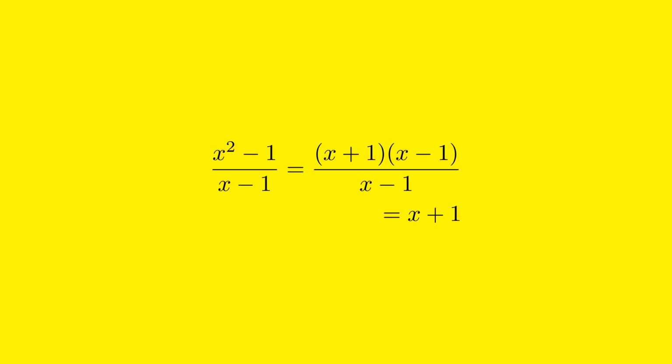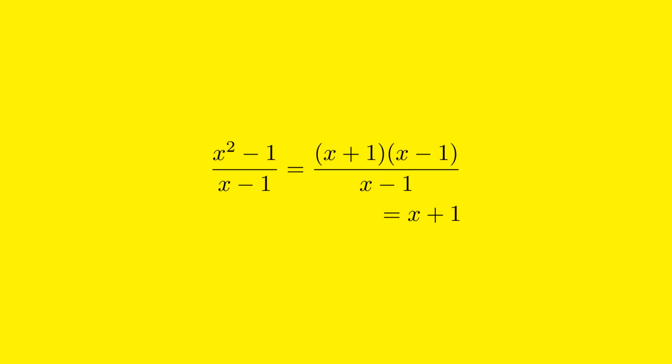To solve the rational expression x squared minus 1 divided by x minus 1, we first need to factor both the numerator and the denominator if possible. In this case, the numerator x squared minus 1 is a difference of squares. A difference of squares can be factored into two binomials. Specifically, x squared minus 1 can be factored as x plus 1 times x minus 1.